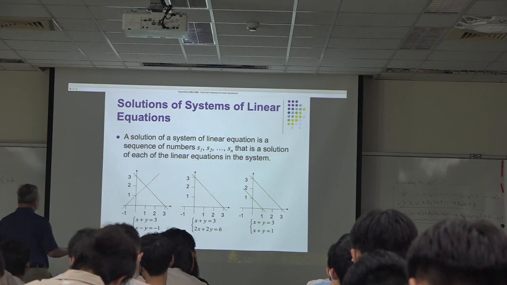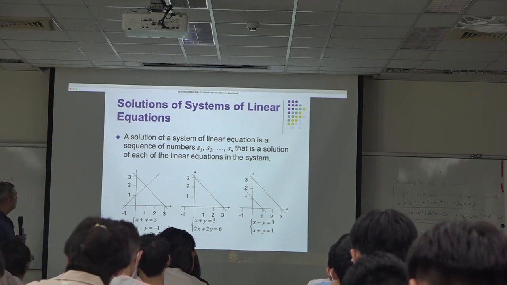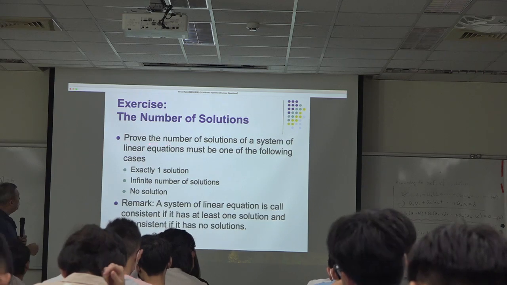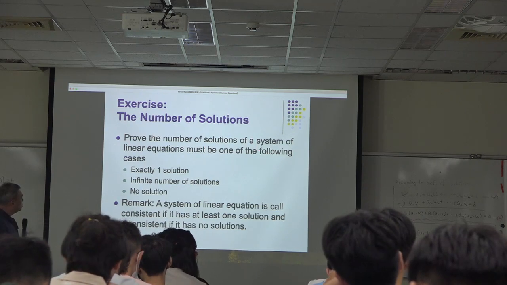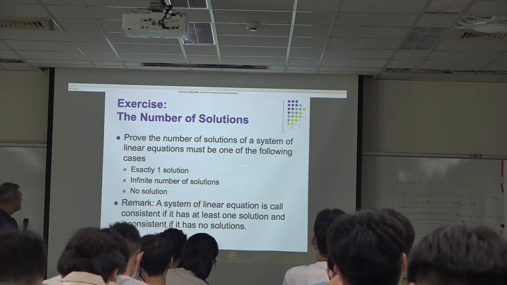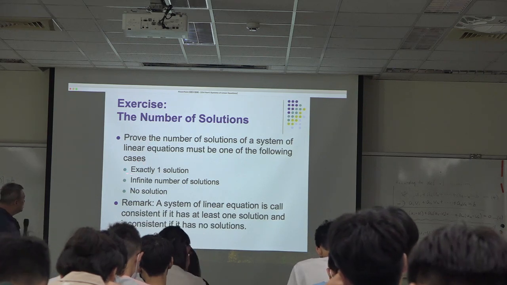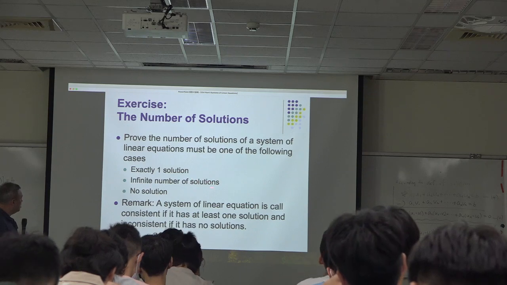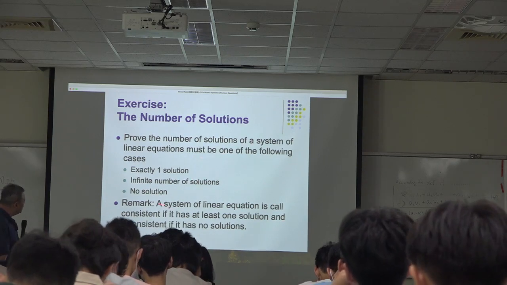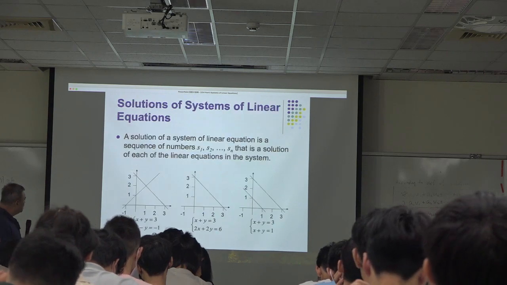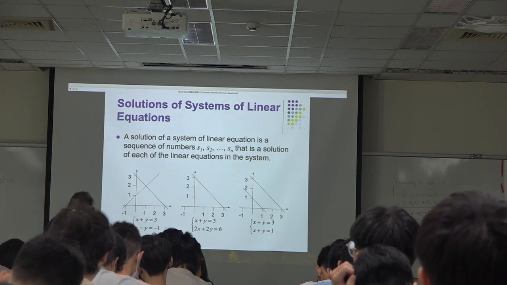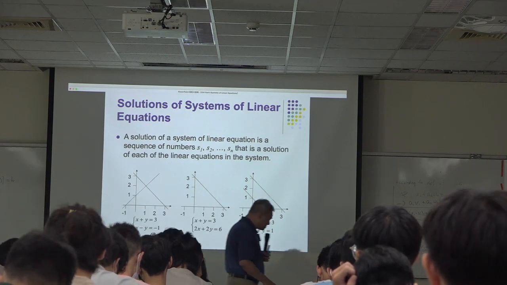But here we would like to prove that the number of solutions of a system of linear equations must be one of the following cases. The first one, exactly one solution. The second one, an infinite number of solutions. The third one, no solution. That exactly expresses the three situations on this slide.